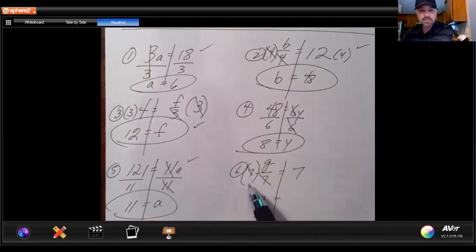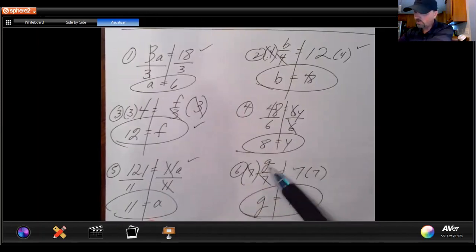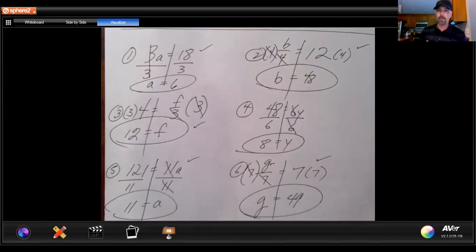If I multiply this side by 7, I have to do the other side by 7 as well. 7 times 7 is 49. G's alone, so that's my answer. Check our work. G, 49 divided by 7 equals 7. That's true. Okay, so that's how you do those 6.